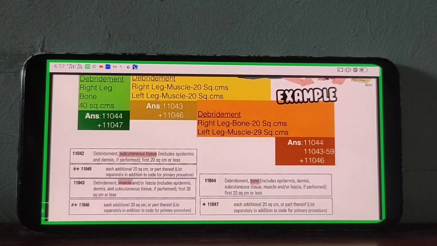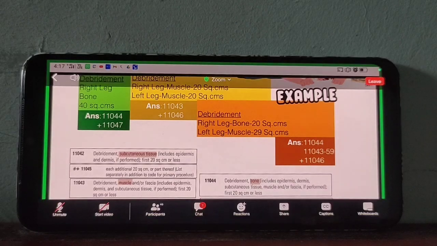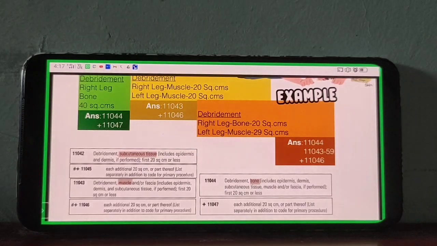Here, at the same time, we are reporting the code for the deepest depth, bone, and the code for the lesser depth, muscle. That's why we should append modifier 59 with the lesser depth code. Do you understand these 3 examples now? Yes. Take it.